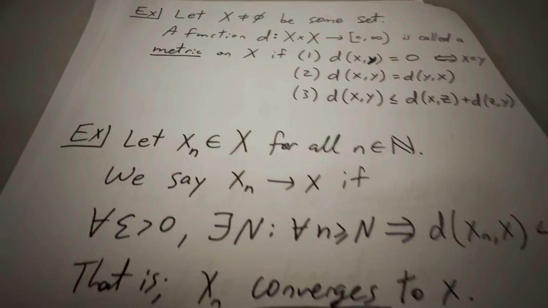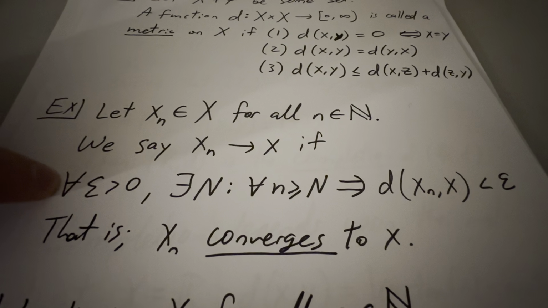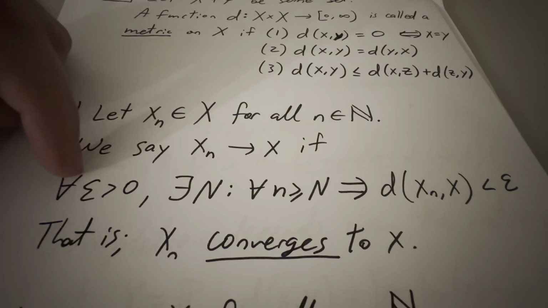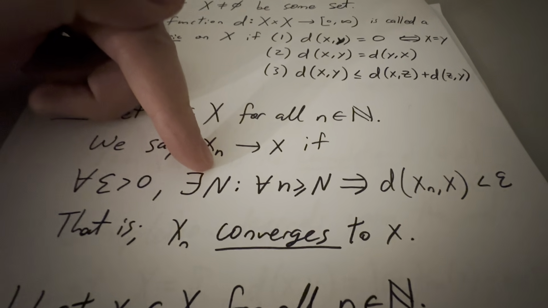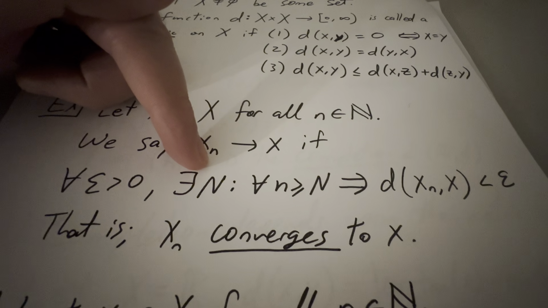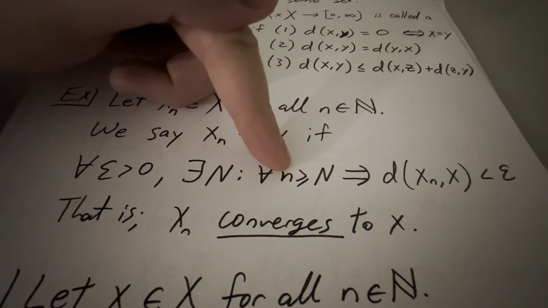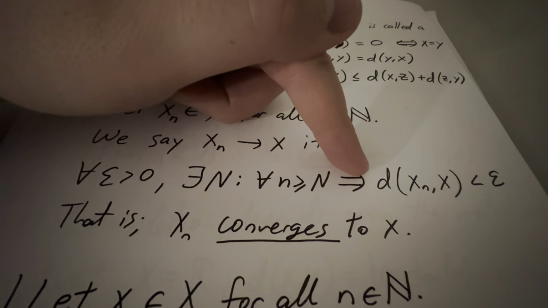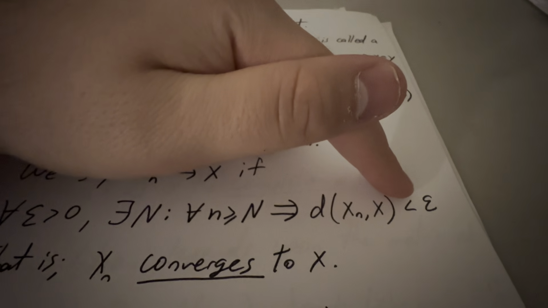So this is an example of our fancy pants math notation. So how I would read this. You read from left to right as always. For every epsilon greater than 0, there exists a natural number n, big N, such that for all little n bigger than or equal to big N, this implies that the distance between xn and x is less than epsilon.